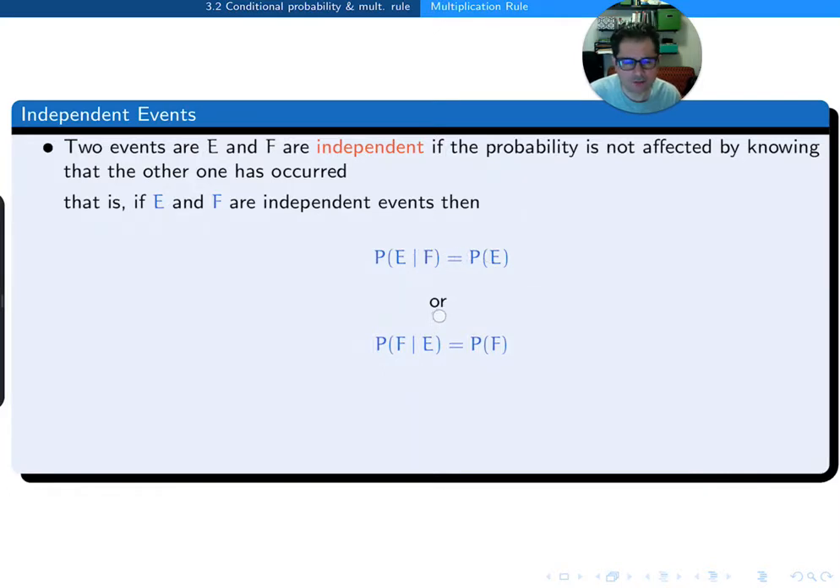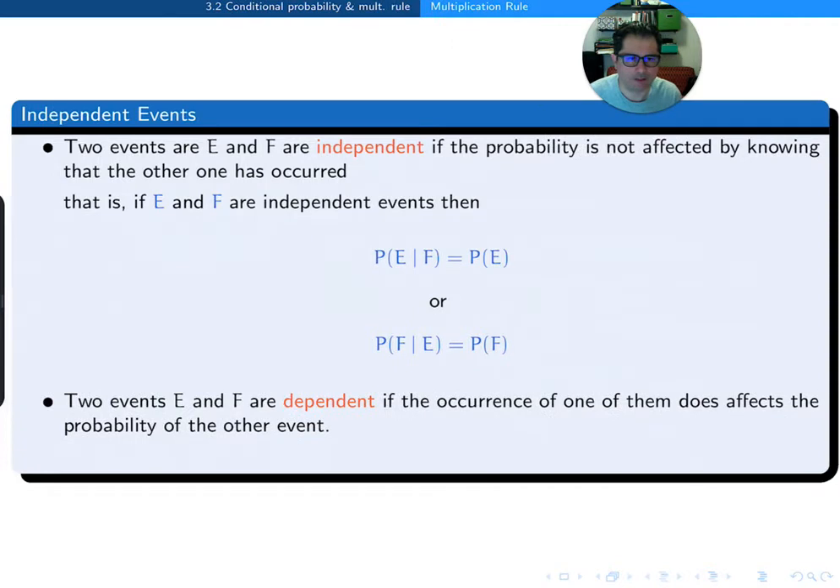Or the other way around, it doesn't matter. It's symmetrical. The probability of F given E is the same as the probability of F. If the events are not independent, of course, we're going to call them dependent. The examples in the past videos were dependent. Knowing that one of the events happened does influence the probability of E, so the probability of E given F is not the same as the probability of E.